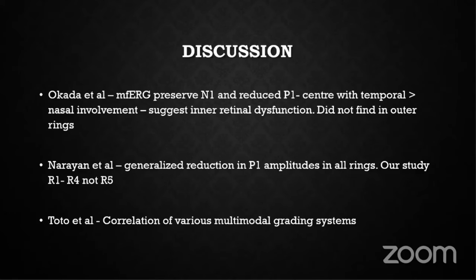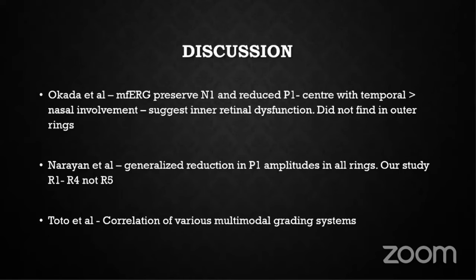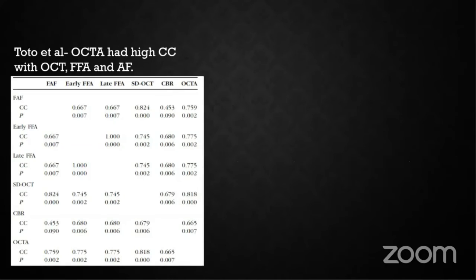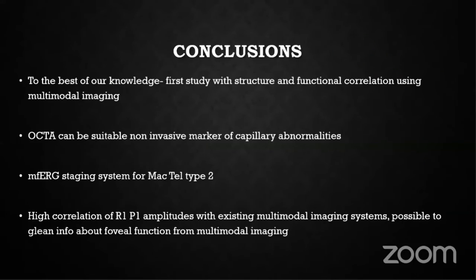But in contrast, Narayanan et al. found that there was generalized reduction in P1 amplitude in all the rings. In our study, we have not found that. In R5, it was not significant. Toto et al. had correlated various imaging modalities, and they have found OCTA has correlated well with all the imaging, but in our study, we have not found so. OCTA has only correlated with FFA and multifocal ERG.